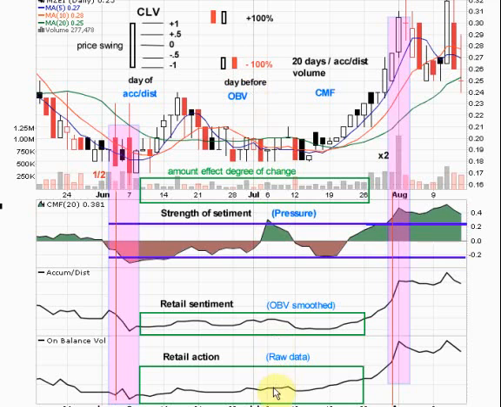Now, for your accumulation distribution, what they did is they took that raw data and tried to smooth it. Basically, it's showing, rather than the action of retail, the sentiment or mindset behind the money flow. And it's a smoothing of the original indicator. Up here, you can see what they use in the calculations is called CLV.